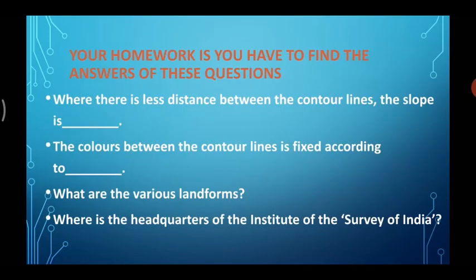Let us move forward. That's your homework. The first question is, where there is less distance between the contour lines, the slope is dash. The next is, the colors between the contour lines are fixed according to dash. The next is, what are the various landforms? And the last one is, where is the headquarters of the Survey of India?